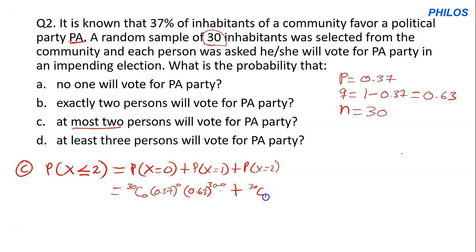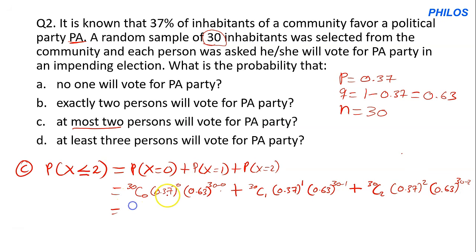30 combination 1, 0.37 exponent 1, then 0.63 exponent 30 minus 1. Now have you seen that the probability of success remains the same for this and this? Again, 30 combination 2, 0.37 exponent 2, then 0.63 exponent 30 minus 2.